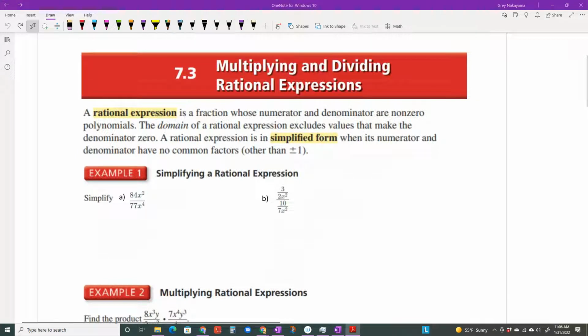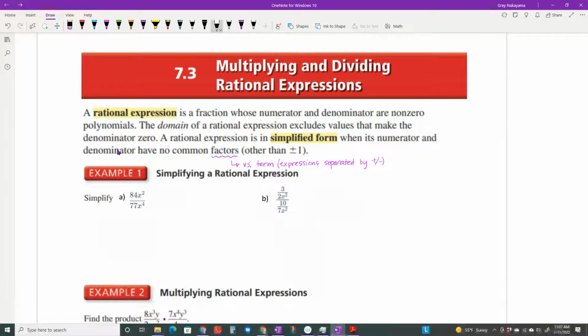Okay, today's lesson is 7.3, multiplying and dividing rational expressions. Now remember from our last lesson that a rational expression is a fraction whose numerator and denominator are non-zero polynomials. And that means it won't be in simplified form unless its numerator and denominator have no common factors other than 1 or negative 1. Now keep in mind that a factor is different from a term.